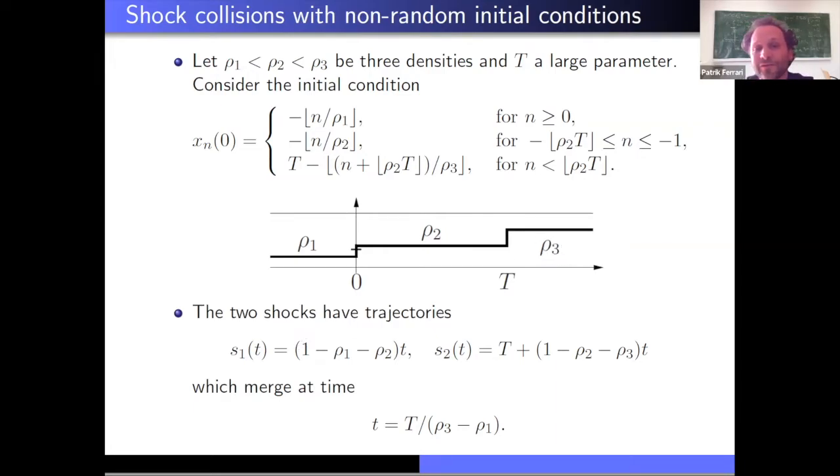Now here, the first shock will have a trajectory with speed 1 minus rho 1 minus rho 2. The second shock has speed 1 minus rho 2 minus rho 3. And since this is smaller than this one, eventually they will merge. And the merging time is easy to compute. Macroscopically, it will be around capital T over rho 3 minus rho 1.